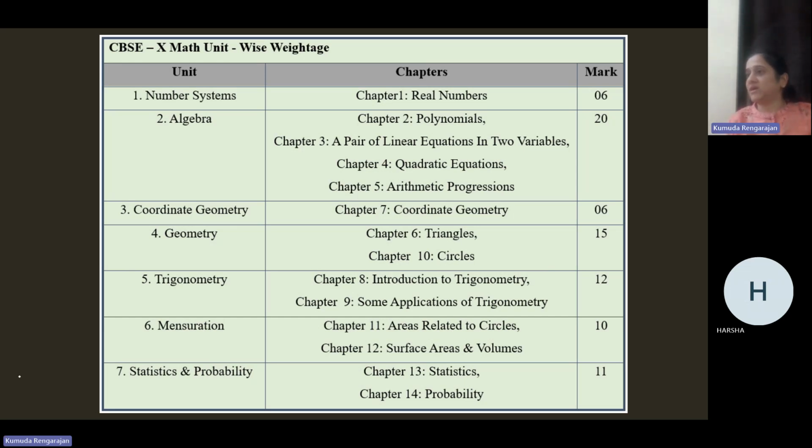Trigonometry is completely a new chapter. Introduction to trigonometry. So this is a completely new chapter, and we'll see it from scratch. And to understand why we should learn trigonometry, we have applications of trigonometry to answer that question. So here is the next chapter, some applications of trigonometry, where you'll understand how trigonometry is used and applied in real life.